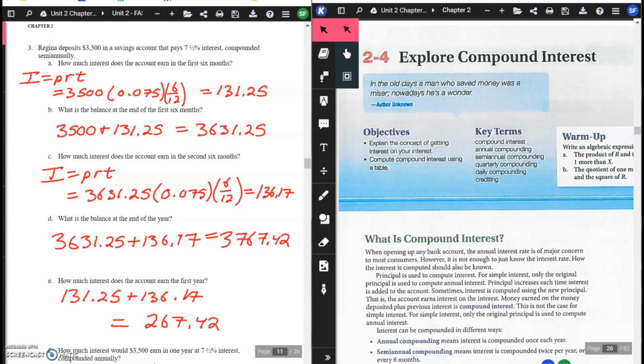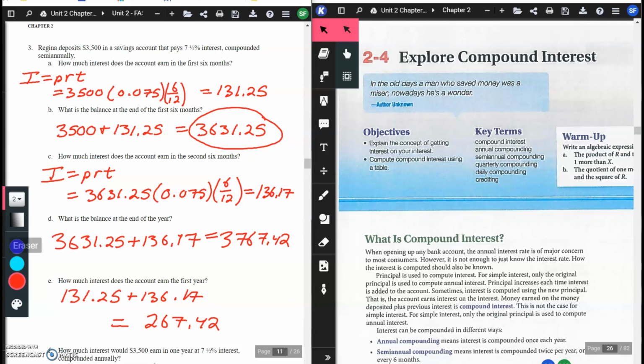How much interest does the account earn the second 6 months? Well, for this one, you're going to use your new balance of $3631 as your principal. So $3631.25 times the 7.5% times the 6 over 12 gives you a new interest of $136.17. Your new balance at the end of the year after the second 6 months is your $3631.25, what you started with at the halfway point, plus your new interest of $136.17 for a new balance of $3767.42.